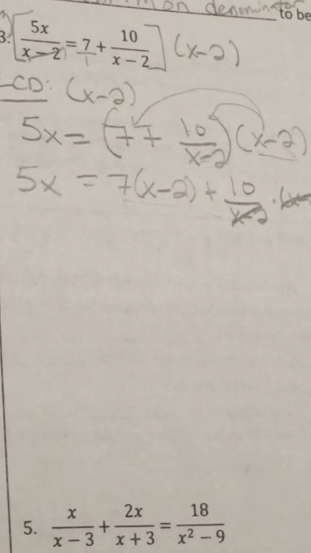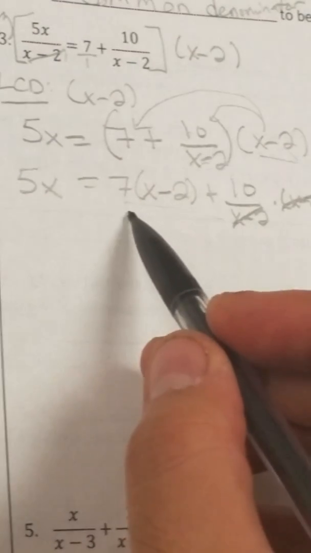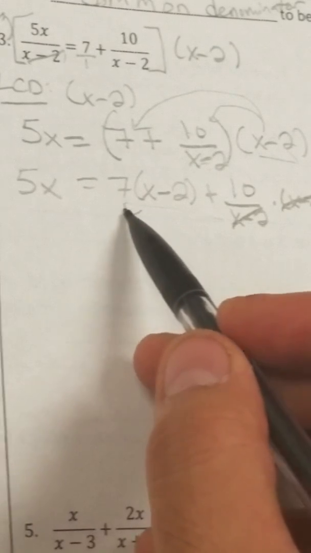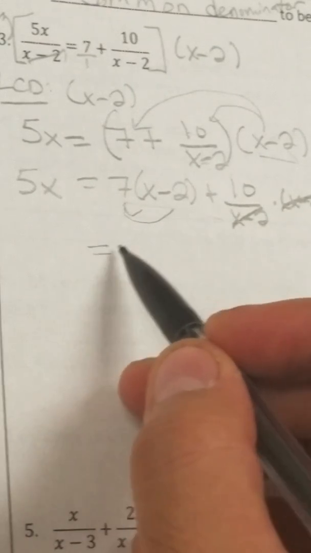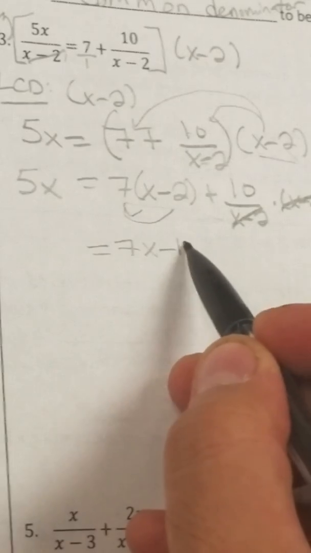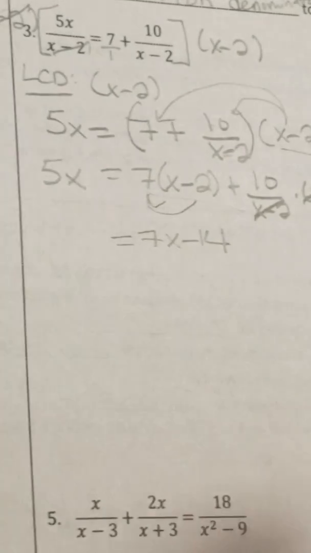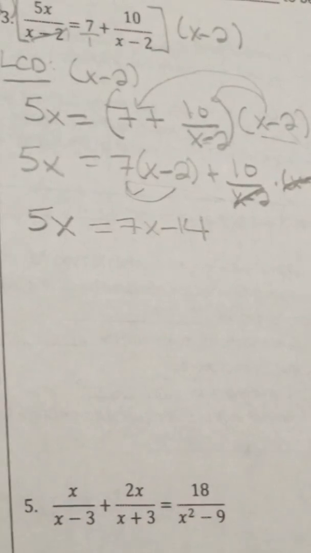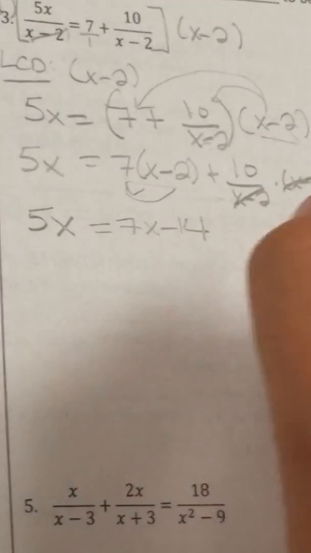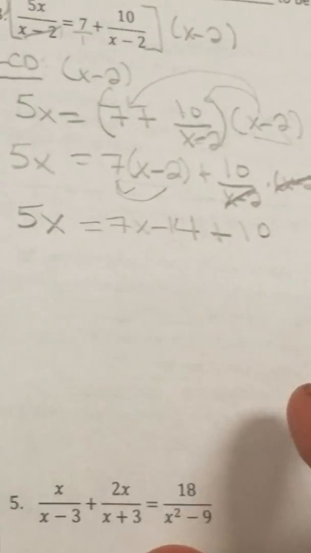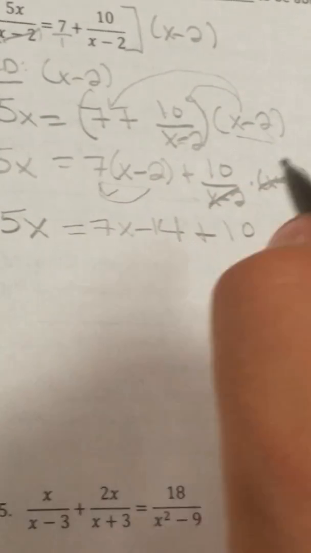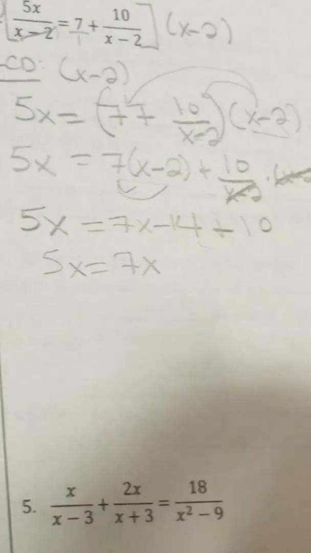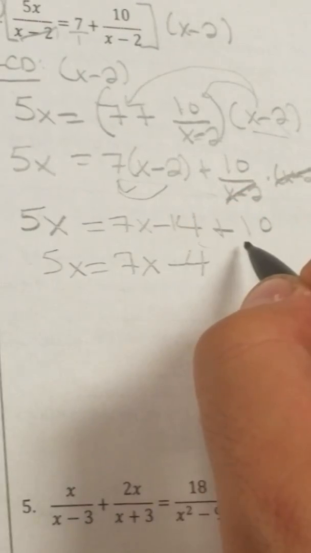All right, so now we need to simplify this. So 7 times x, and then 7 times negative 2. So we have 7x minus 14, and we have 5x. So now we're going to solve this equation. Oh, I forgot the plus 10. There's a plus 10 from this guy right here. All right, so now combine like terms. So we got 5x equals 7x minus 14 plus 10.